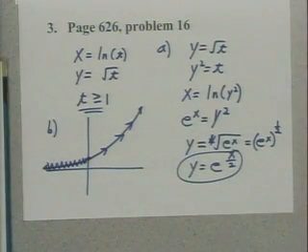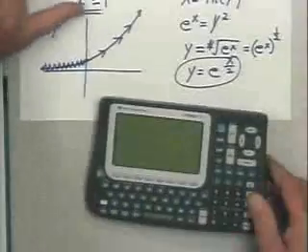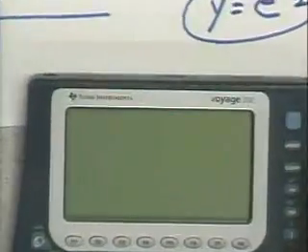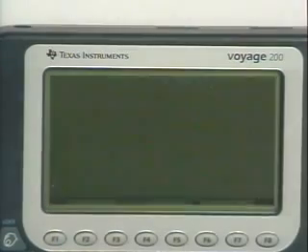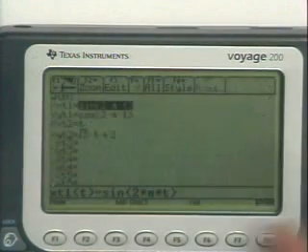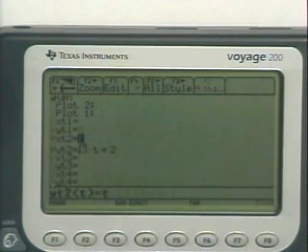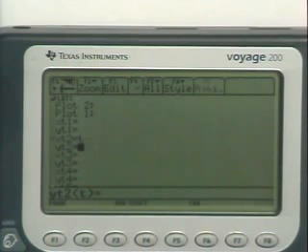Now, how many people are actually going to do it that way? Not very many. Because we love to let this calculator graph parametrically, right? So if we go to y equals, and in x1, we can type the natural log of t. And in y1 to go with it, we have the square root of t.